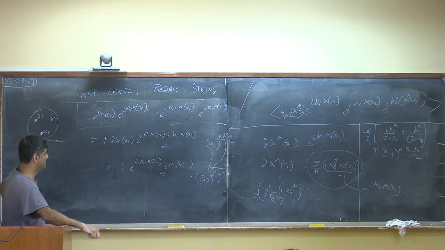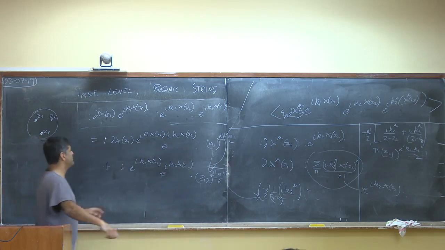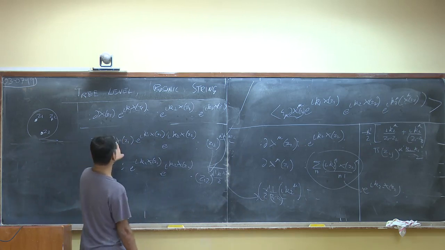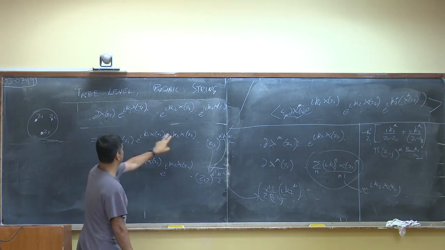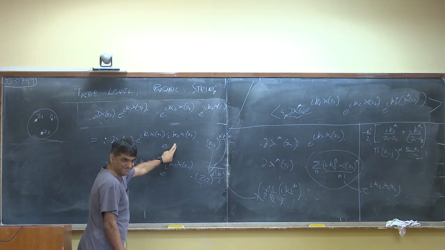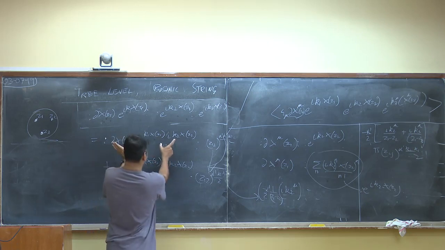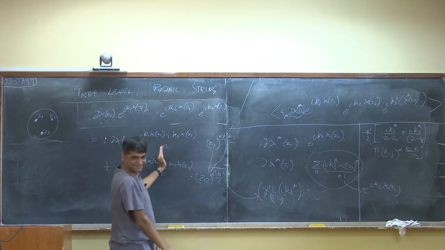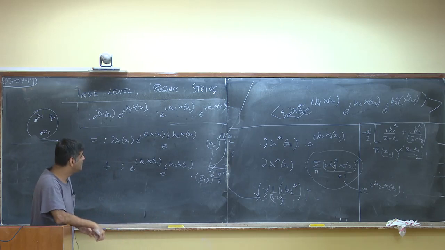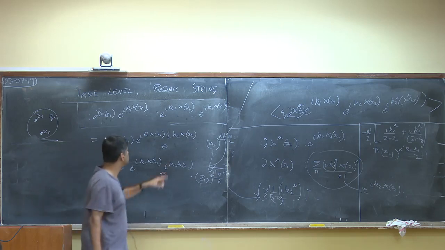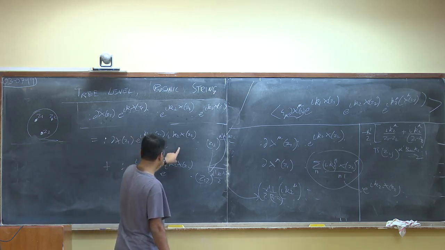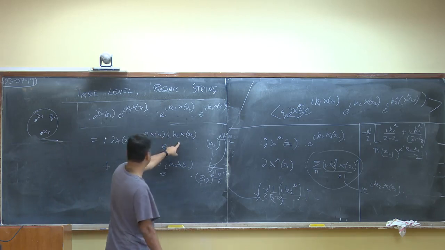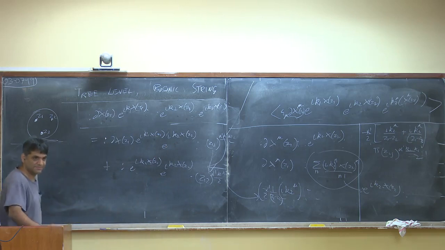And why is this factor coming? It's because first we do the normal order of this guy with this guy. So this normal order goes in, and then we have to normal order this guy with this guy. No, it doesn't matter. Under normal order, you have to do the direct ones. Exactly.